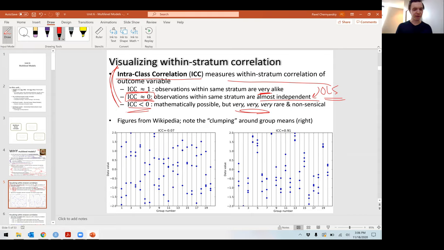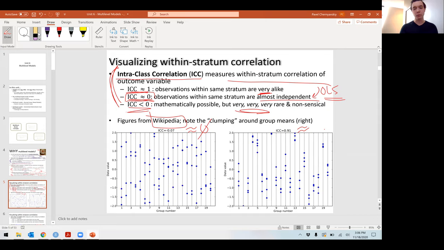Wikipedia is remarkably useful when trying to visualize the intra-class correlation. So I have a correlation that is essentially near zero. They made it negative, but you can assume that's almost zero. And this, you can just call it 0.9, so very close to one. I'm just going to call it close to one.